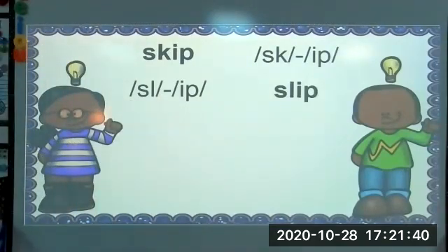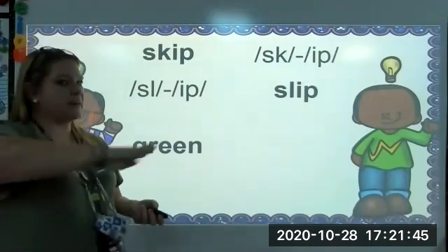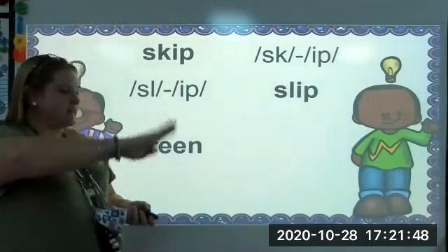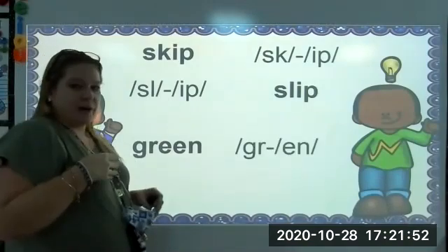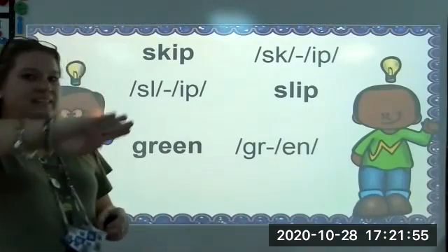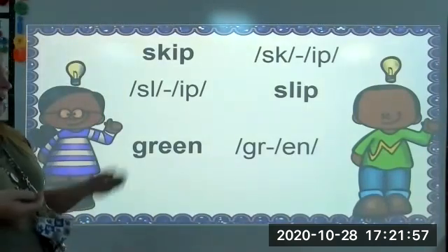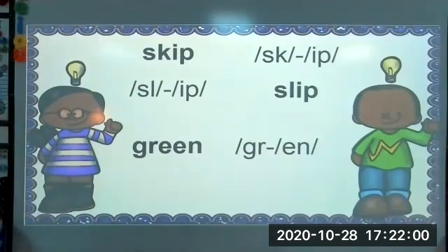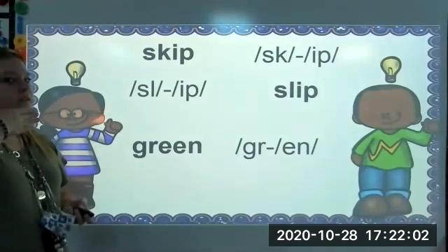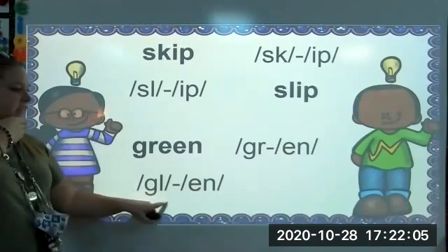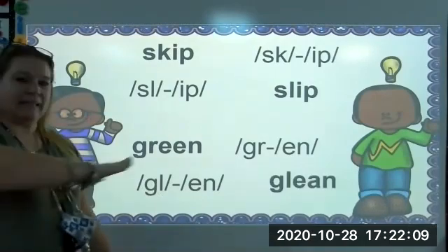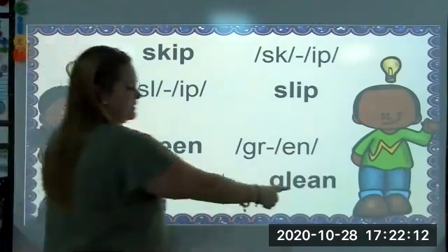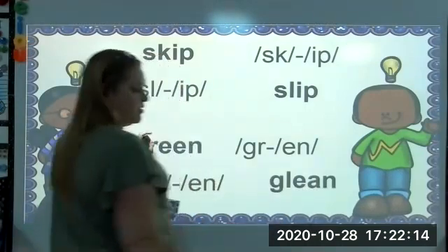Good. Next sentence, "Marcus loved his green shirt." Green. The onset part of this word is the gr, and the rhyming part is een, green. I don't want the r part anymore. I want it to say gl, glean. So my new word on the curve is glean. Notice, guys, it's EA here. EA together also says E.